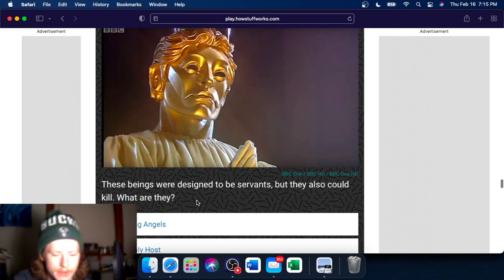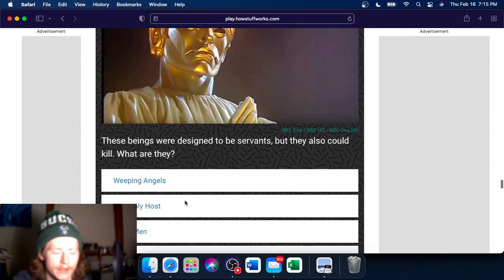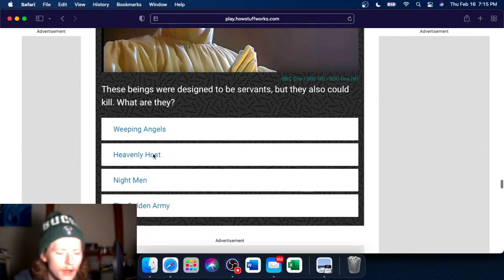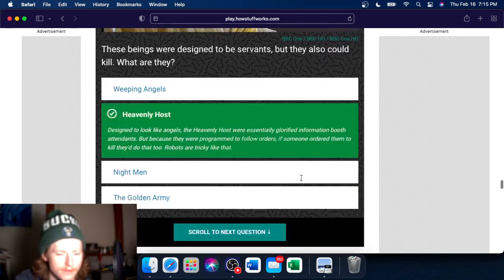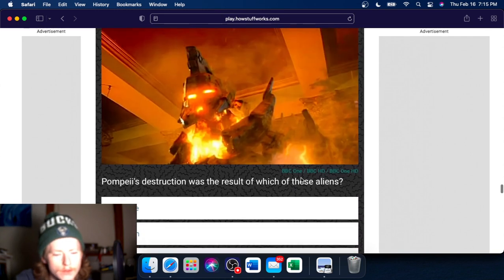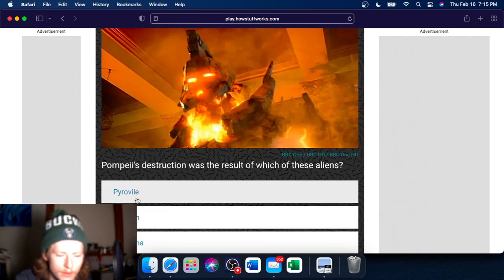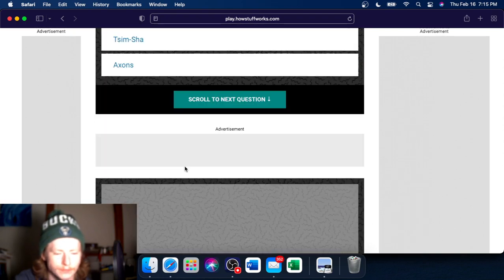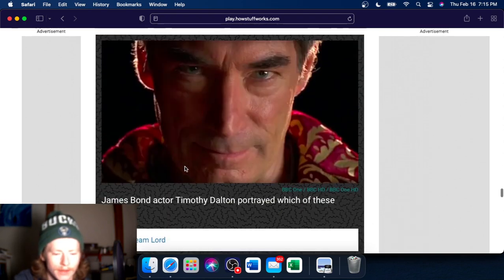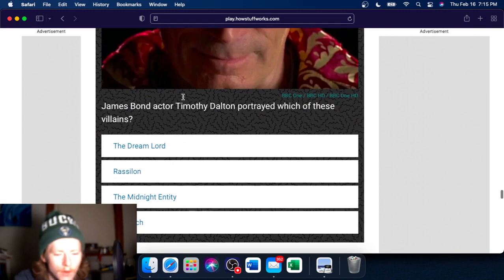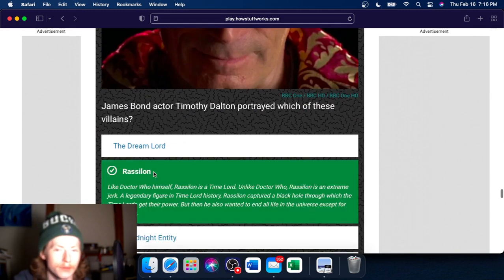These beings were designed to be servants, but they could also kill. That's like half the villains in Doctor Who. Heavenly Host. My screen is once again frozen, so you guys can listen to my voice fry yet again. Pompeii's destruction was the result of which of these aliens? Those are the Pyroviles. That's Timothy Dalton. Oh, it says it right there. I was trying to be clever. That's Rassilon, by the way, who was later played by Donald Sumpter.